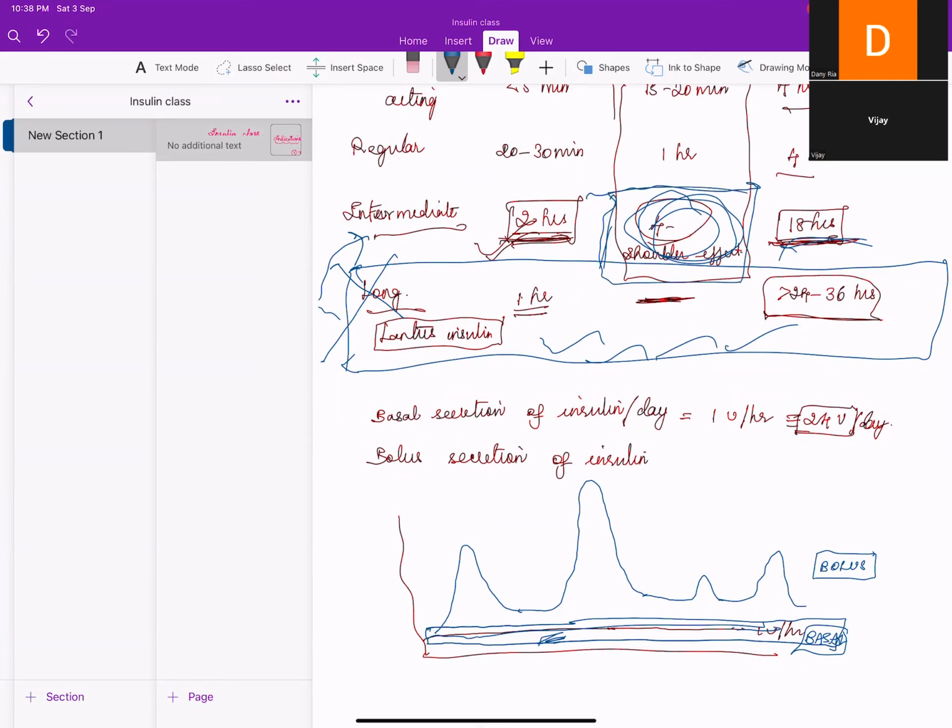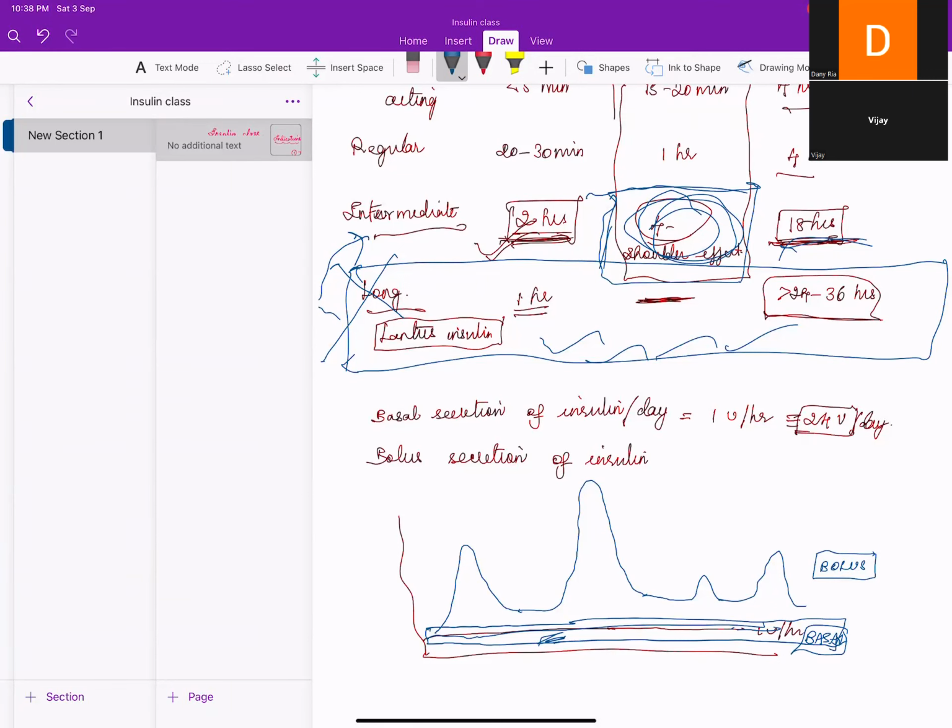What is the disadvantage of the 4th hour peak effect? It will cause hypoglycemia. Same example: if you are giving an intermediate insulin at 10 a.m. in the morning, it starts acting at 12 p.m. For 2 hours, there's no cover of insulin. Its peak action occurs at 4 hours. So at 2 o'clock, if you are not taking any meal, the patient will develop hypoglycemia.